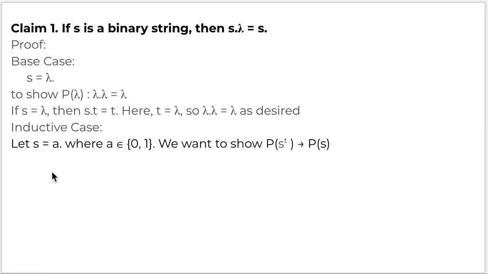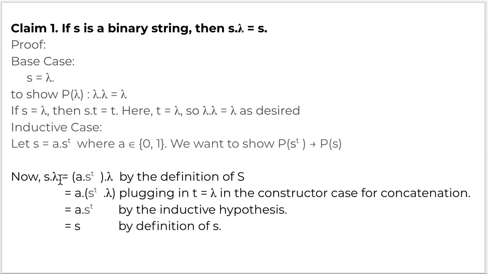So the inductive case would be: let S equal A dot S', where A is a character, 0 or 1, and we need to show that P of S' implies P of S, right? So S dot lambda is A dot S' dot lambda. By the definition of S, we know that, right? Now plug in T is lambda here in the constructor case for concatenation, and you have A dot (S' dot lambda). So by the inductive hypothesis, S' dot lambda is S', giving A dot S'. Now A dot S' can be written as S, because that's the one that was removed. So S dot lambda is S again, right?